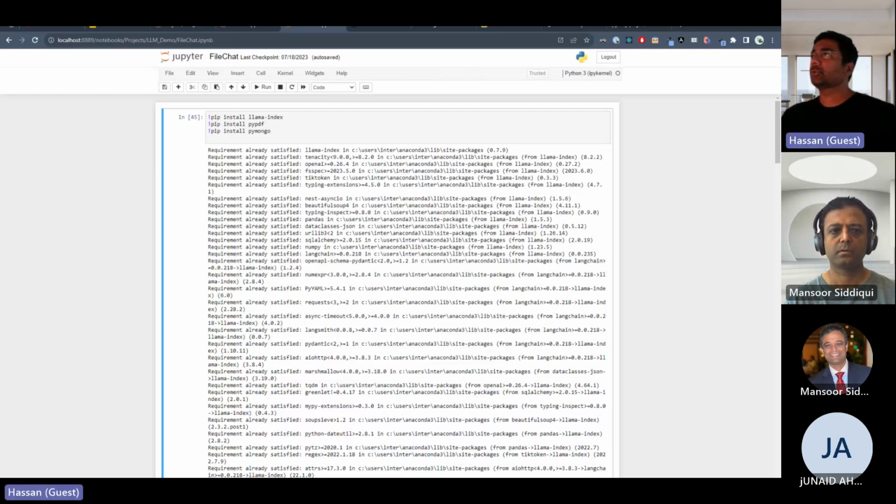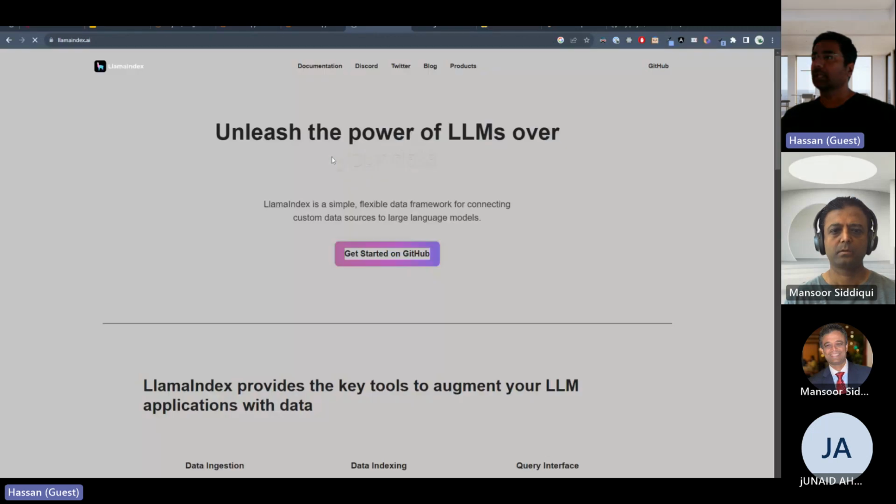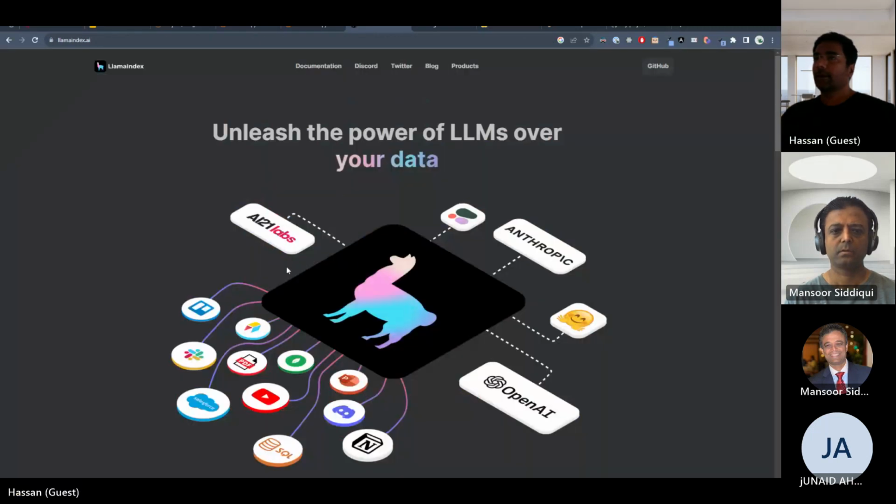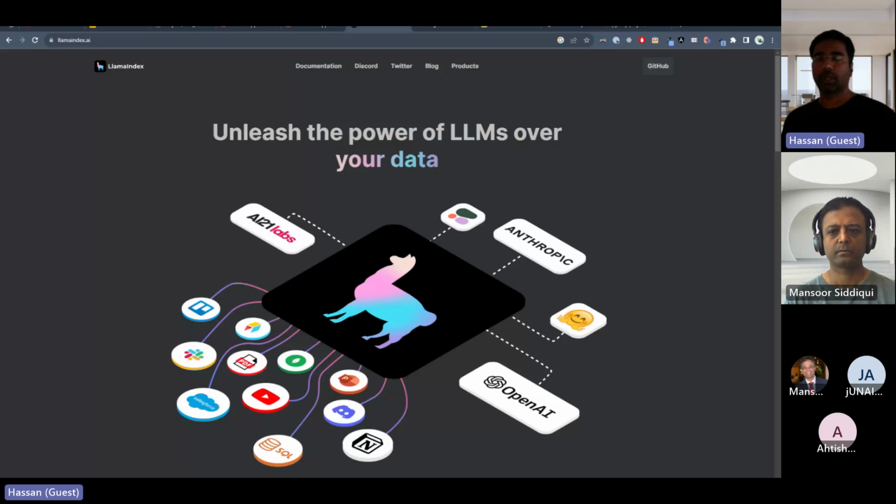So for this, I am using a framework known as Llama Index. A lot of these frameworks have just come up very recently, within the past few months. Llama Index is trying to get into the niche of getting multiple data sources and connecting them very easily to some of these large language models.